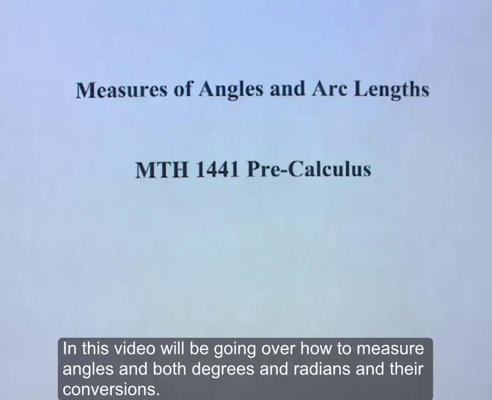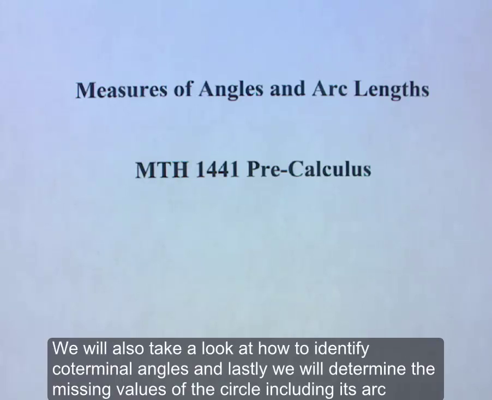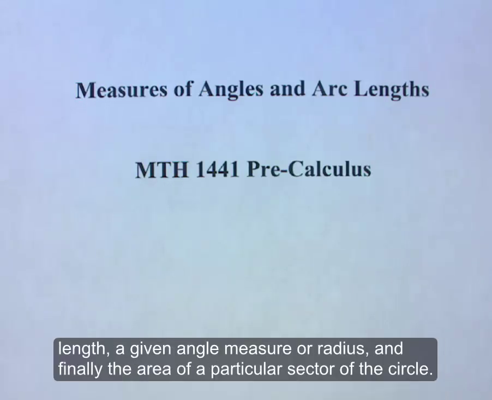In this video, we will be going over how to measure angles in both degrees and radians and their conversions. We will also take a look at how to identify coterminal angles. And lastly, we will determine the missing values of a circle, including its arc length, a given angle measure or radius, and finally the area of a particular sector of the circle.